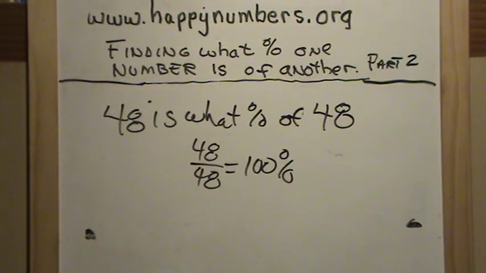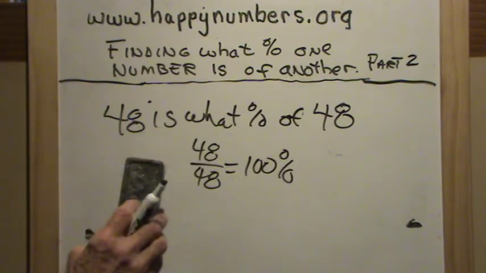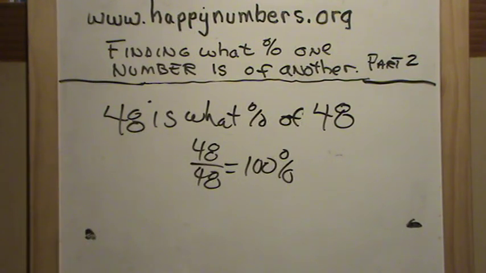Well, excellent. That's the skill set then. That's parts 1 and 2, finding what percent one number is of another. Very simple skill set. You create a fraction, you reduce the fraction to its lowest name, and then you change the fraction into a percent.